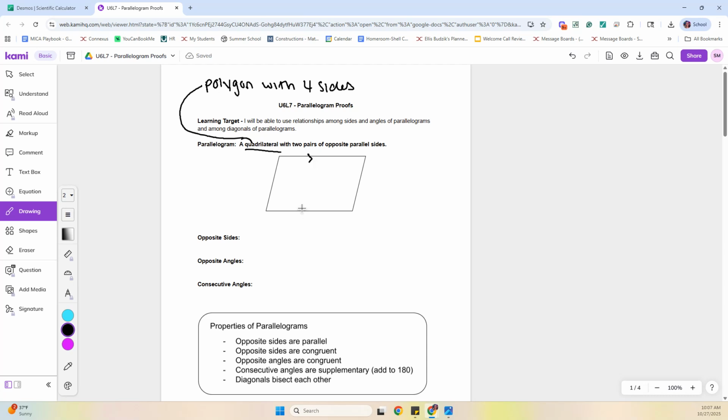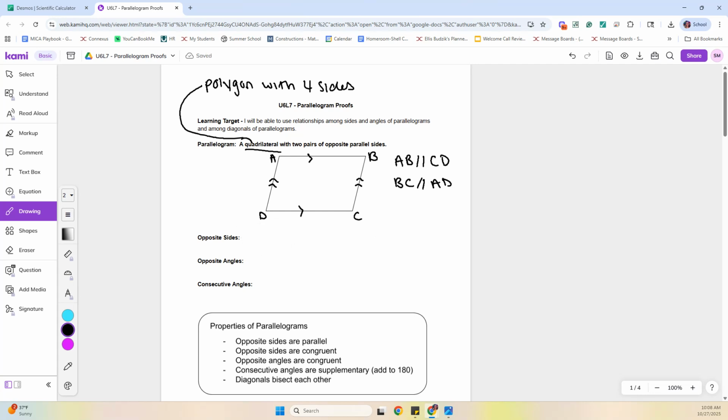So we can say that side is congruent to this side over here. And then this side over here is congruent to this side over here. And then I'm going to label my vertices just so it's easier to talk about. So we'll say A, B, C, and D over here. Okay, so AB is parallel to CD, and BC is parallel to AD.